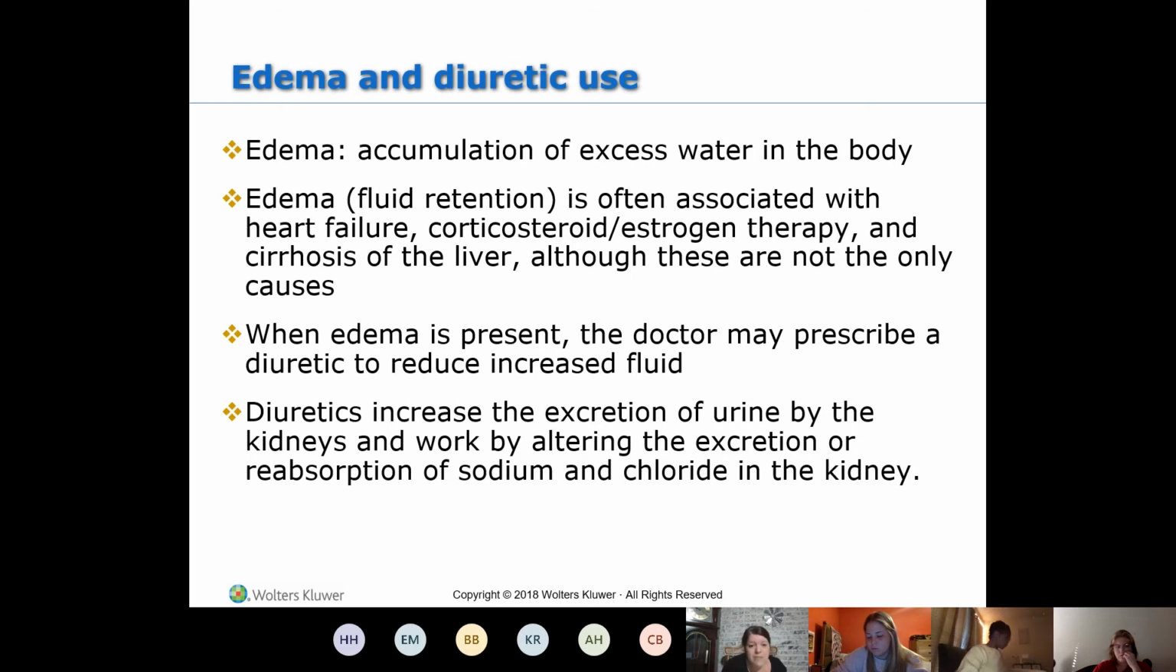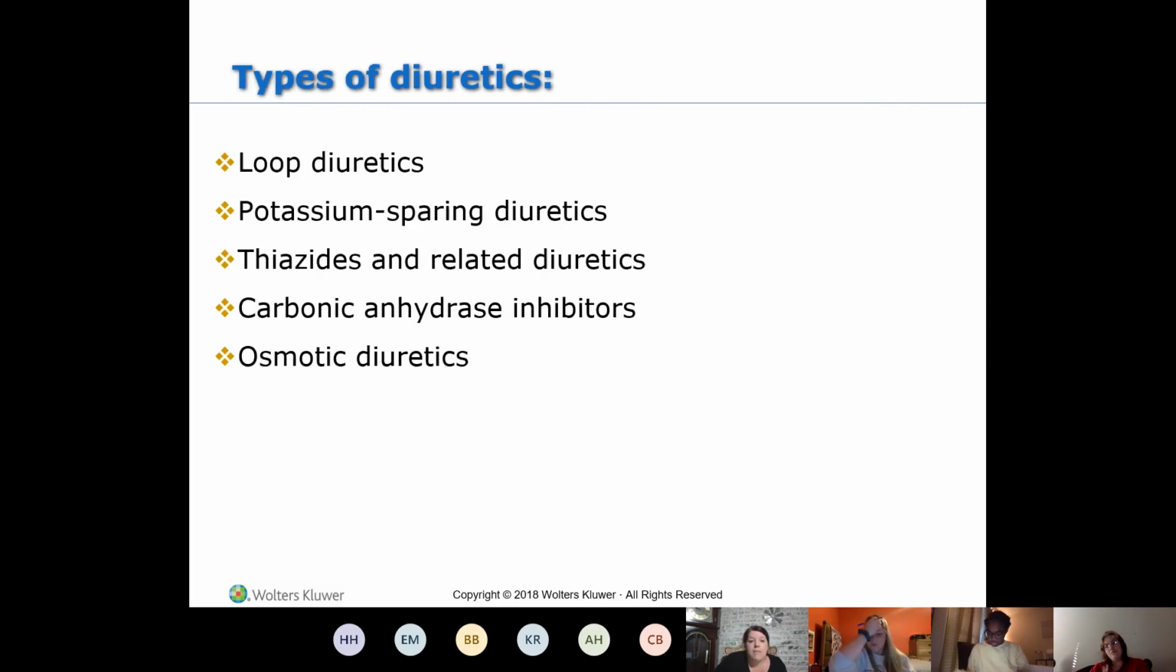So I'm going to read that statement again now that I kind of explained that a little bit. Diuretics increase the excretion of urine by the kidneys and work by altering the excretion or the reabsorption of sodium and chloride in the kidneys. So water is going to follow those solutes, right? It's going to move to the area that's more concentrated with more salt, and it's going to move by osmosis to that area.